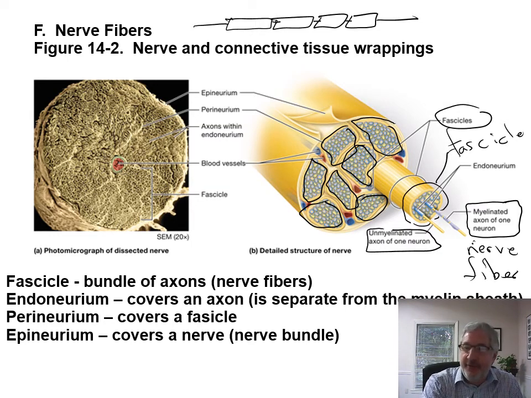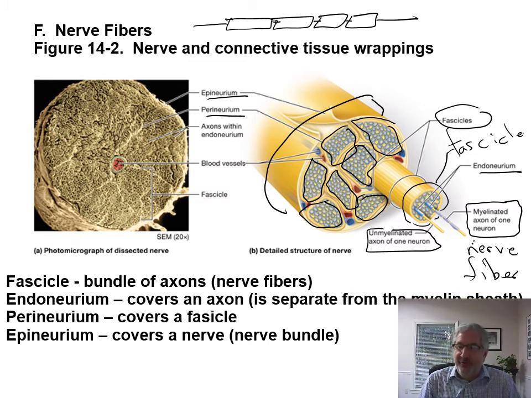And each of these is wrapped with something. So you have myelination around the axon, and then you have connective tissue that's wrapped around the axon, and that connective tissue is called endoneurium. So you have endoneurium wrapped around each individual axon. Then wrapped around each fascicle, you have perineurium. Then around a bundle of fascicles, so here's your whole bundle here, and that is all wrapped with epineurium. So your whole bundle of fascicles is called a nerve.